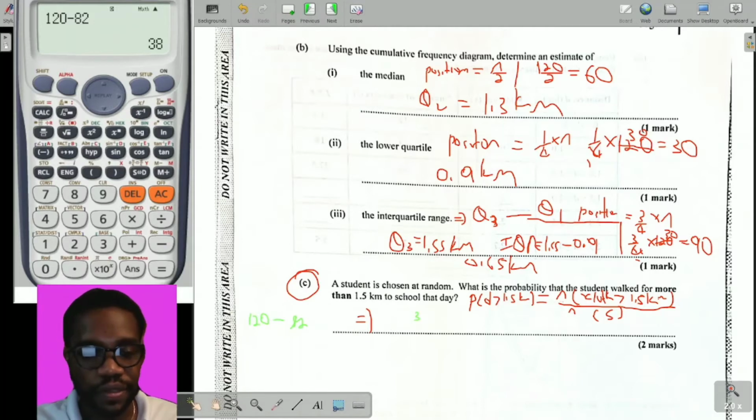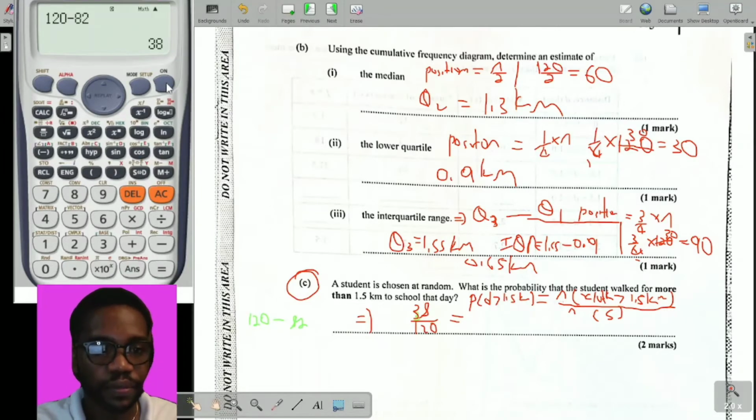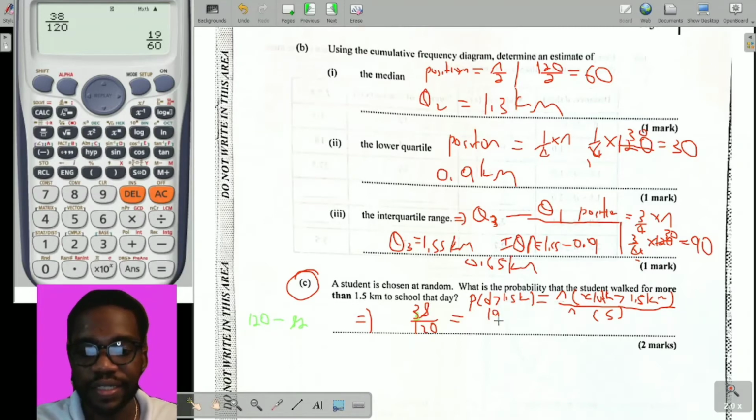So I'm going to have, let me put this back in bold here, let me change the color, I'm going to have 38 over 120, which we can break down. I'm going to pull up my calculator here. Fraction bar, 38 over 120. You press equal and it breaks it down for you. So you get 19 over 60. That is your probability. Right, good so far.